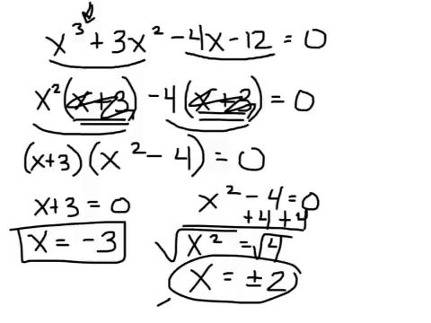If you want to always check these, you can put them back in the original equation and see which ones work. If they don't work, then you have to throw them away. So, which leads me to my next one. And again, I use that factor by grouping method when I have 4 terms. Okay, so keep that in mind.